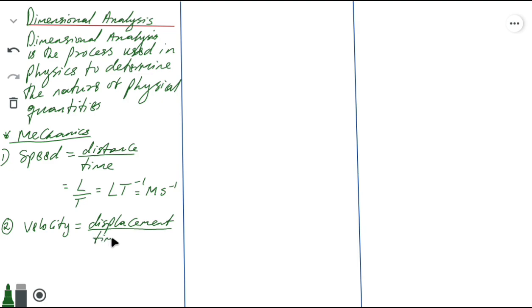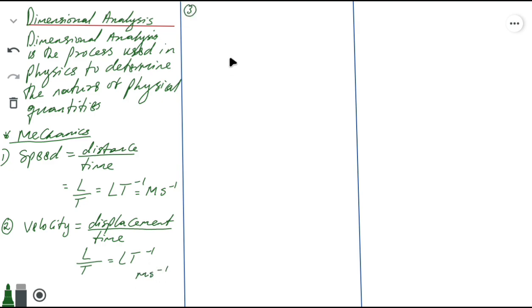So we can still express displacement as letter L, then the time as T. So expressing this in index form, this will be LT^-1. Therefore, the unit of velocity is also meter per second.